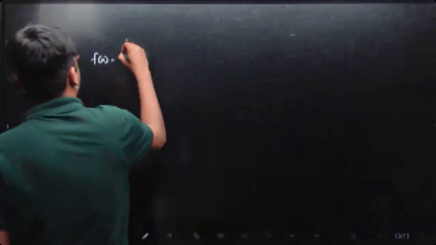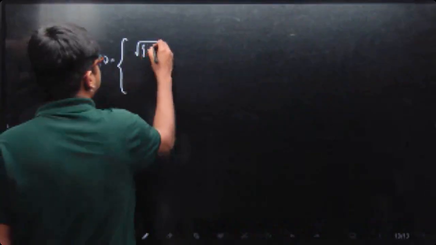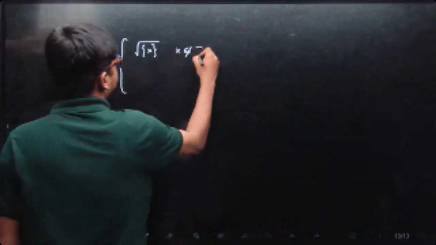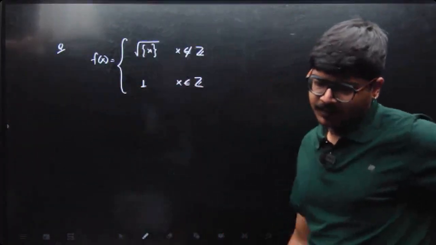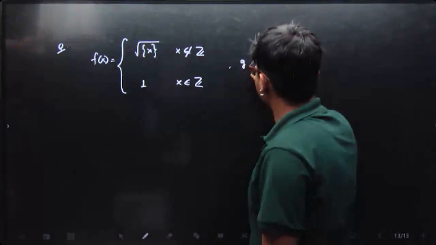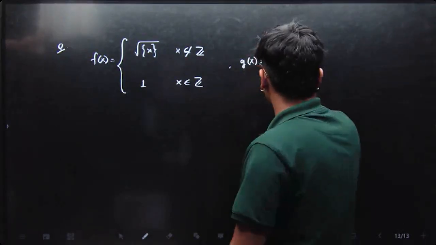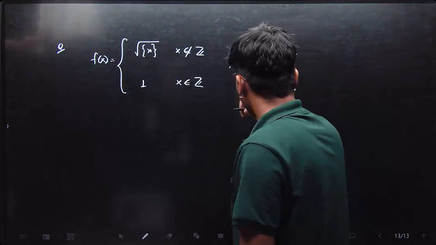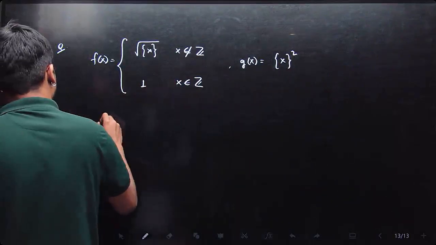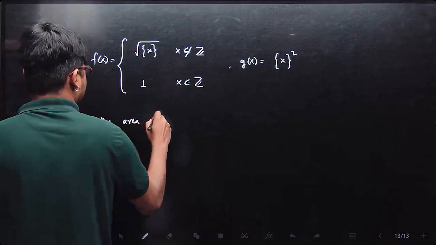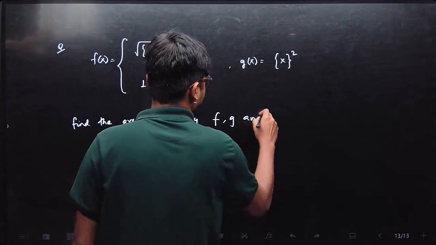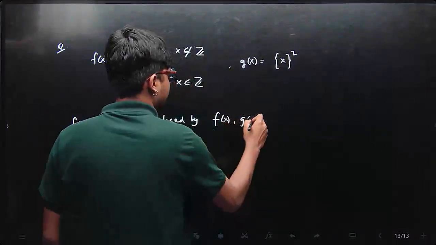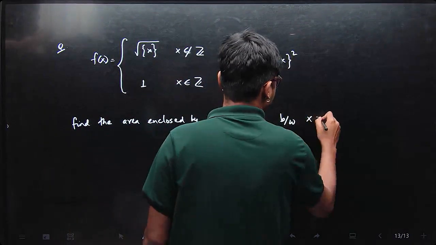Suppose I define a function f(x), which is going to be square root of the fractional part of x if x is not an integer, and it's just equal to 1 if x is an integer, okay? This is how I define my first function, and I define g(x) to be the fractional part squared. Find the area between f(x) and g(x) between x equal to 0 and x equal to 10.